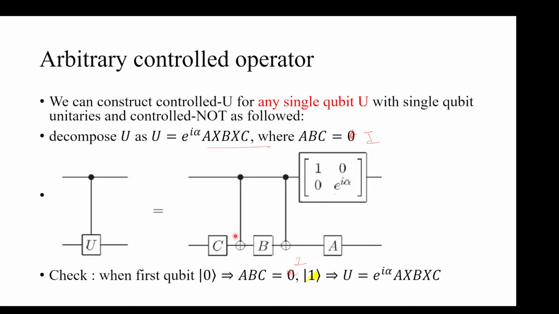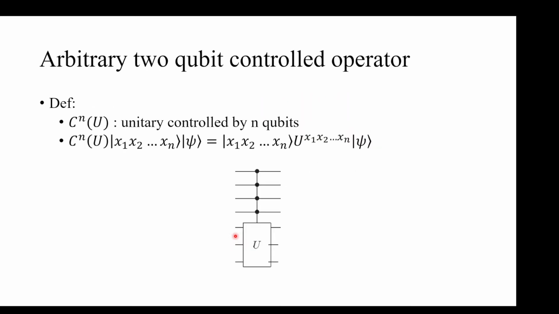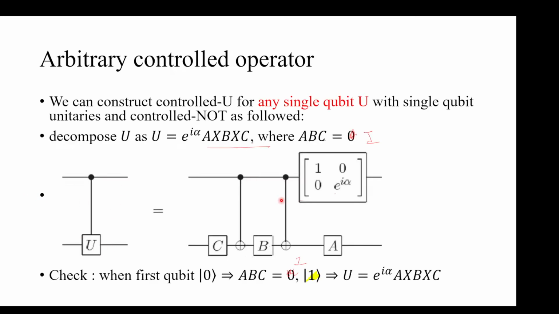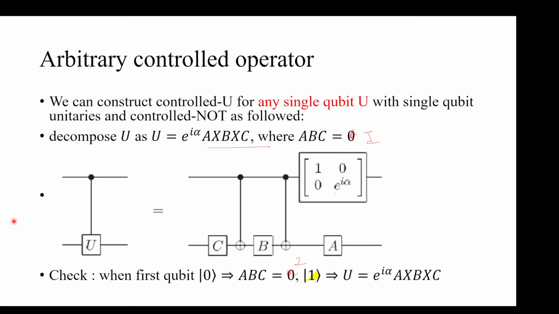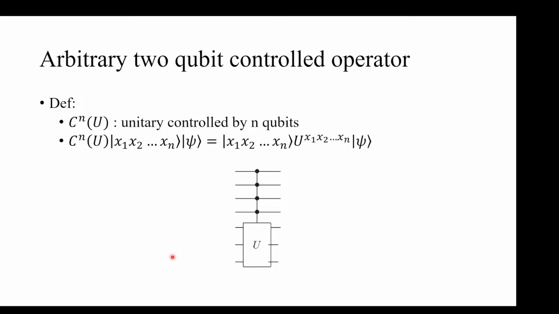If not, then this is the arbitrary control operator, and now we generalize it a little bit to have more control qubits. Later we will still control only single-qubit gates, but with more controls. Before that, we need some notation. We have C to the n U. The notation means you control on n qubits and apply a unitary on some number of qubits. Here I have n equal to 4.